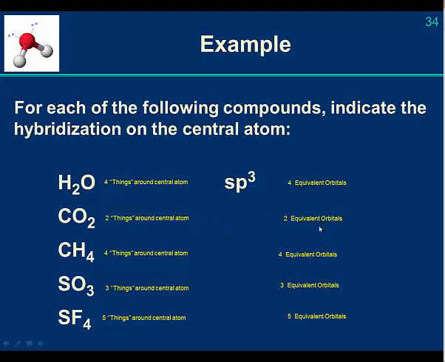For 2 equivalent orbitals, I just need sp. And for 4 equivalent orbitals, I need sp3. Once again, I have tetrahedral electron pair geometry. For SO3, trigonal planar electron pair, I just need 3 equivalent orbitals, sp2. And sp3d because I need 1, 2, 3, 4, and one more, 5 equivalent orbitals, sp3d hybridized for trigonal bipyramidal electron pair geometry.